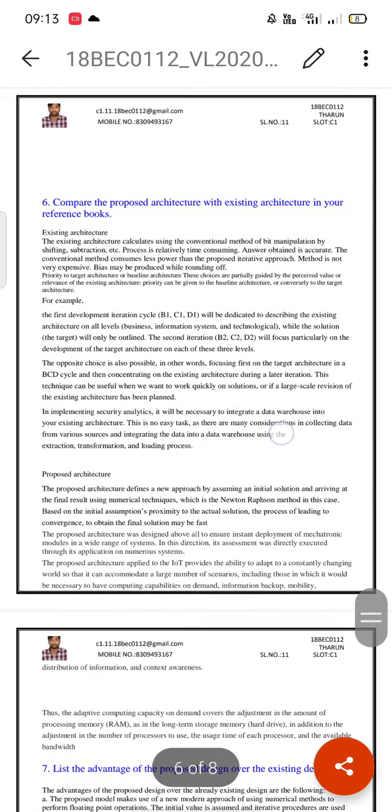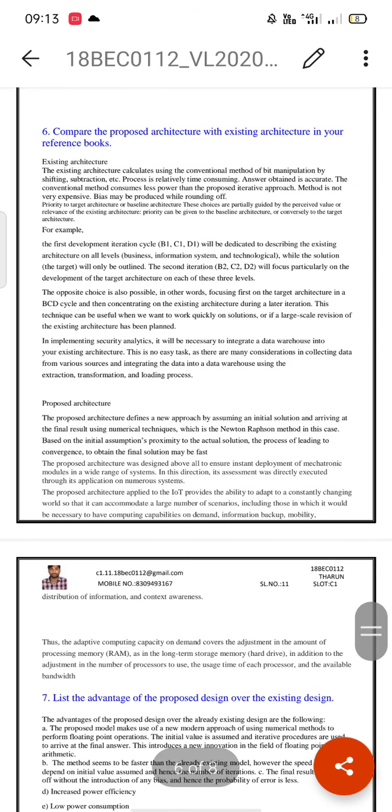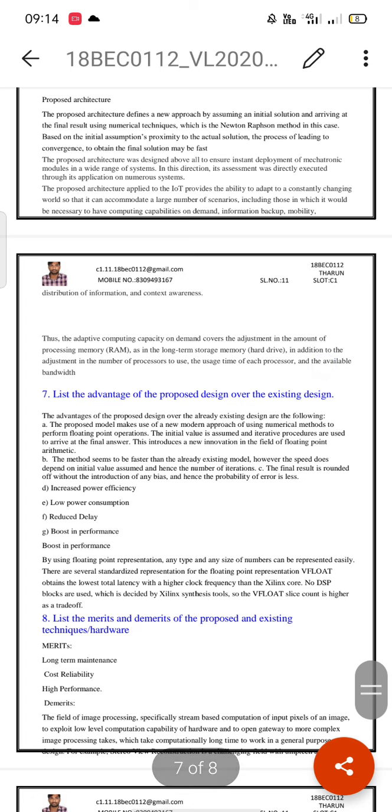And the next one is the proposed architecture. The proposed architecture defines a new approach by assuming an initial solution and arriving at a final result using numerical techniques, with the Newton-Raphson method in this case, and based on initial assumptions and proximity to an actual solution, the process of leading to a convergence to obtain a final solution may be fast, and this is the example of those proposed architectures. And the next question is, list the advantages of a proposed design over an existing design.